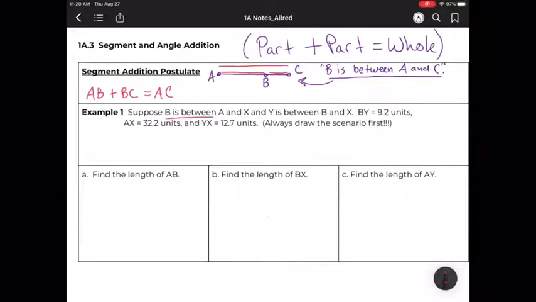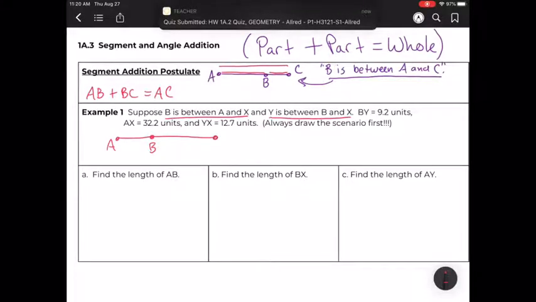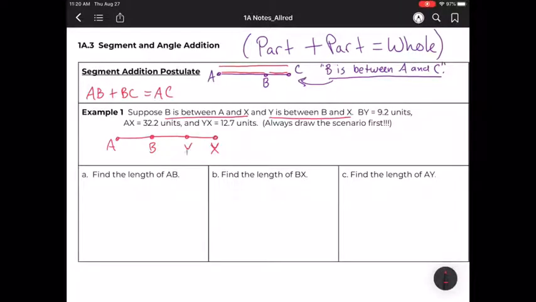So here's our first example to help practice this. Suppose that B is between A and X, and Y is between B and X. Okay? So this is a little bit of a complicated picture, so I'm going to show this out. There's actually 4 points here. So here's A, and B is somewhere between A and X. So the next one that comes over is B, and X is somewhere after that. And Y is between B and X. There's X, and then Y is somewhere over here. You always want to try and draw this out first.